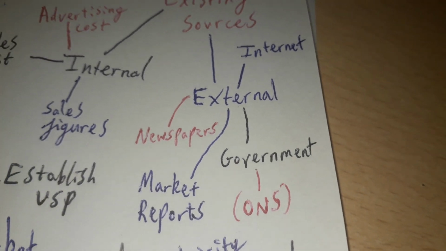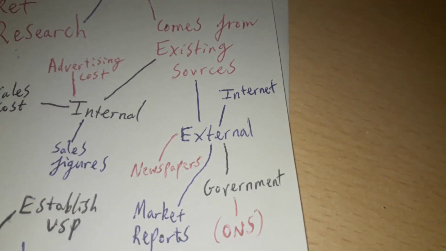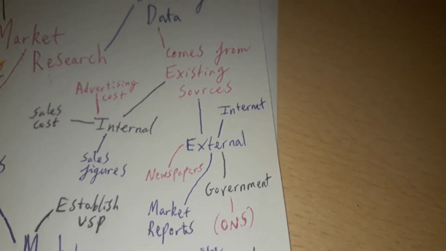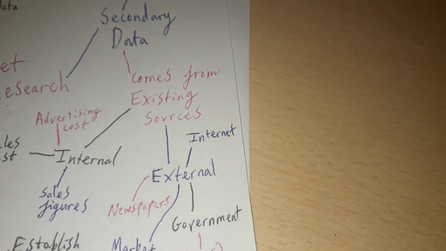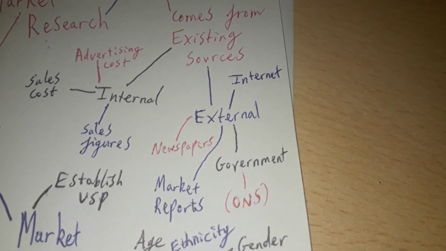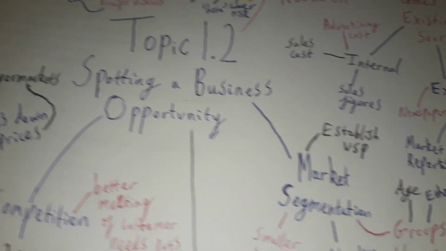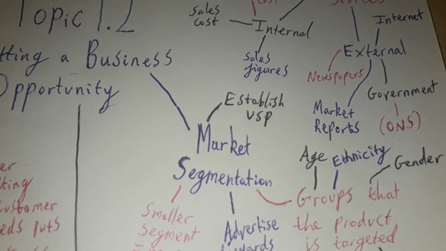You can also use the government. The government has this thing called the ONS, the Office for National Statistics, and they have a lot of numbers about what sort of things people are buying and just general trends in the marketplace. So let's look at our next thing.